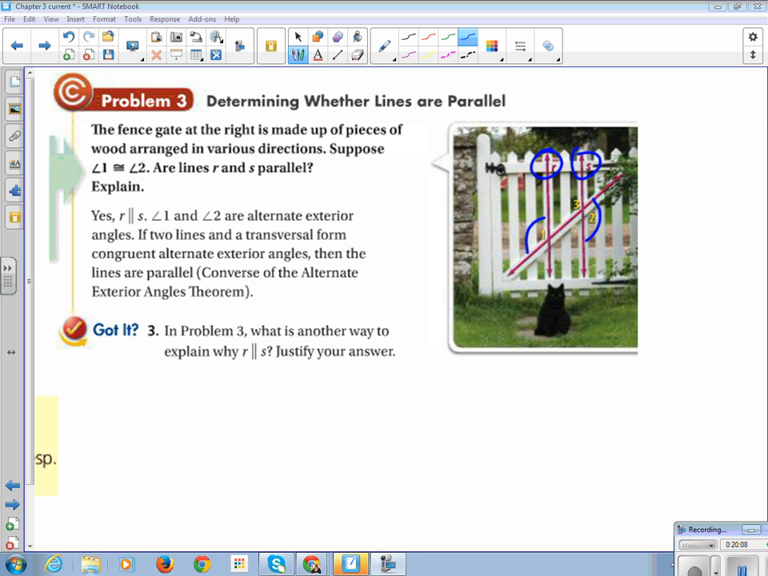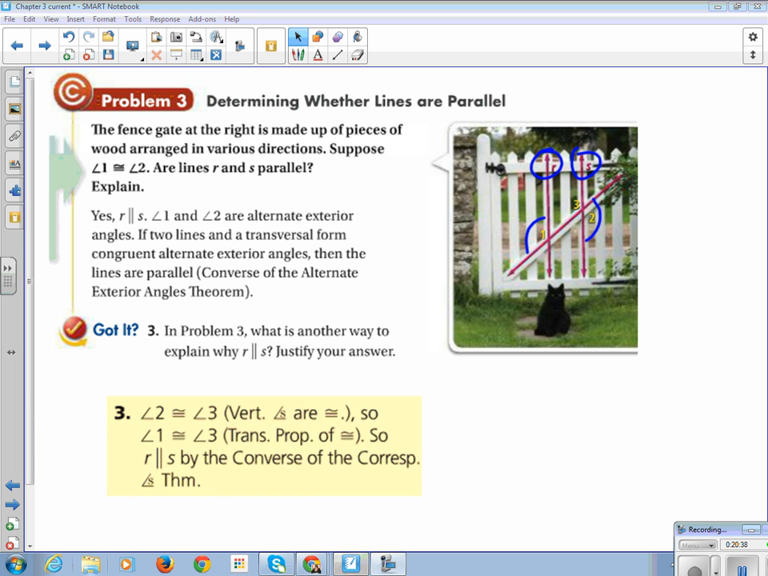So the question that you have to answer is, in problem 3, what is another way to explain why R is parallel to S and justify your answer? What do you think, Thomas? Well, since it says that 1 is equal to 2, and through the vertical angles thing, you can say 2 is equal to 3, and then through the transitive property, we can say 1 is equal to 3 as its corresponding angles are parallel.